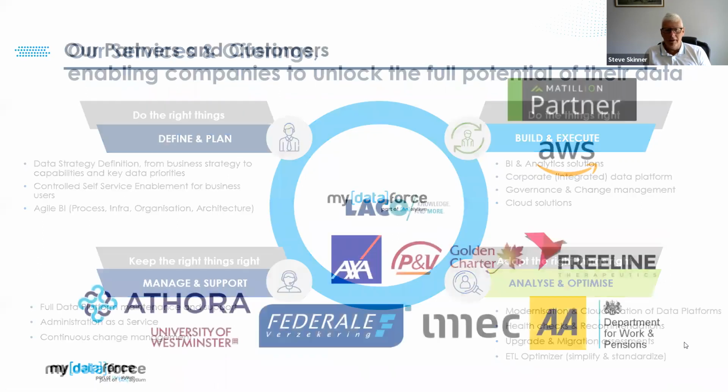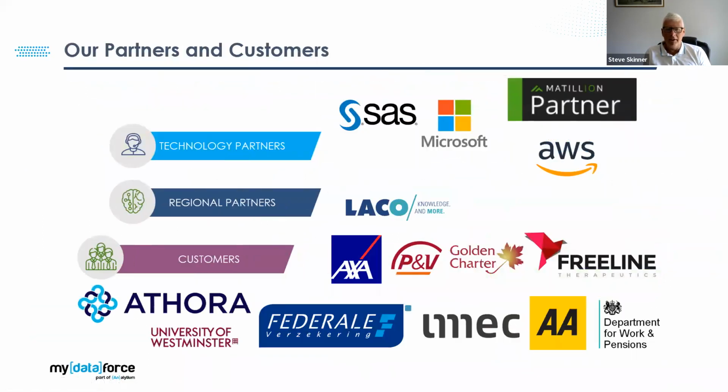So if we go to the next slide, we can see that we've got many different customers. We work with public sector, such as Department of Work and Pensions, but also the private sector, so AXA Insurance. We also work with large-scale companies like the AA, and IMEC, and also smaller companies such as in marketing with Golden Charter. So we've got that wide range of experience there. We also work closely with our regional partners in Europe, which is LACO, and support them in a whole range of consultancy and other projects.